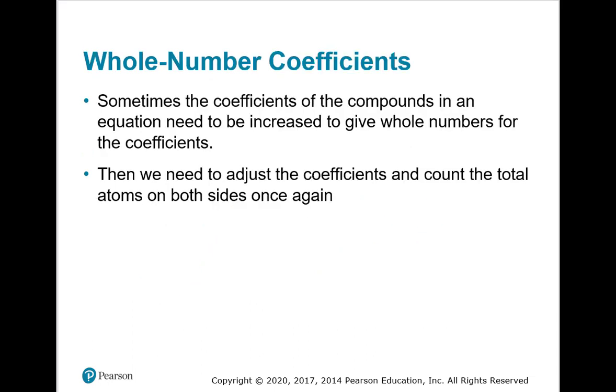Sometimes the coefficients of the compounds in an equation need to be increased to give whole numbers for the coefficients. Then we just need to adjust the coefficients and count the total atoms on both sides once again. Sometimes you need to go through your list of balancing more than once, going from top to bottom. Let's do a sample problem.